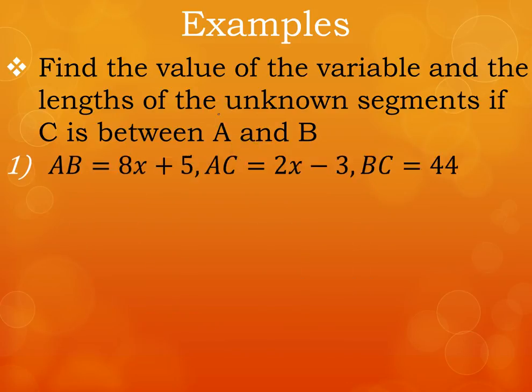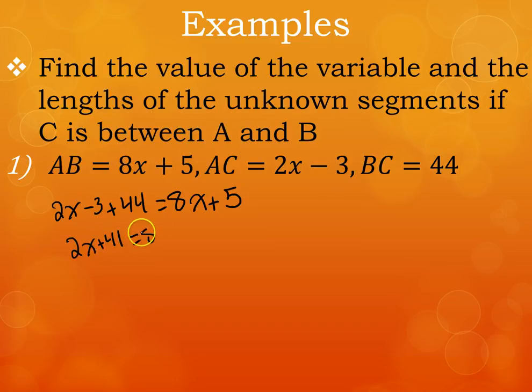Exact same setup, so I'll do it the exact same way. AC plus BC is equal to AB. So a slightly more complex algebra problem. First, you want to combine like terms on this side. So we have 2x plus 41 equals 8x plus 5.